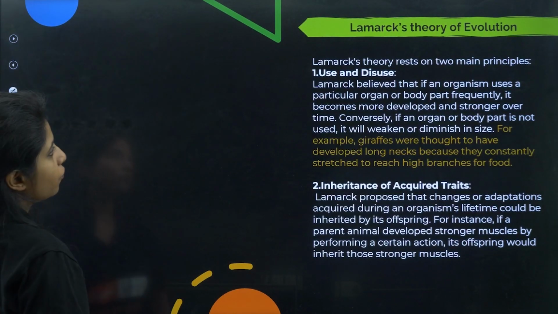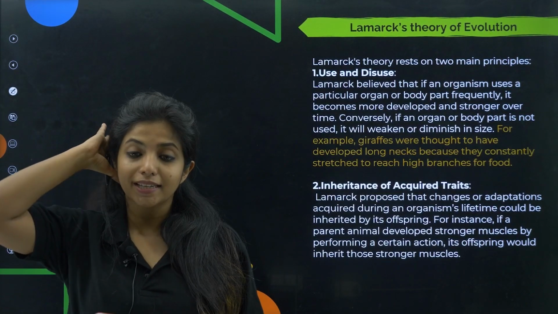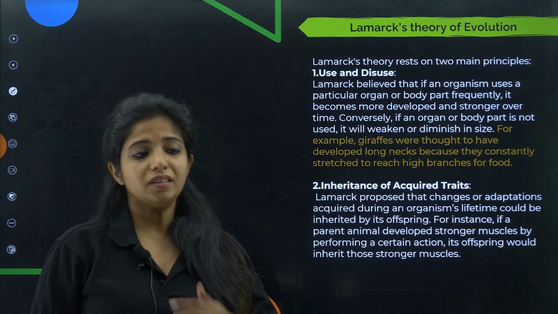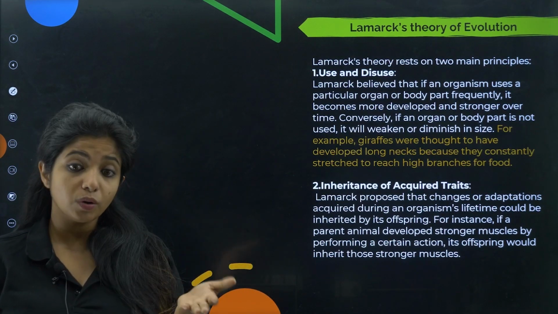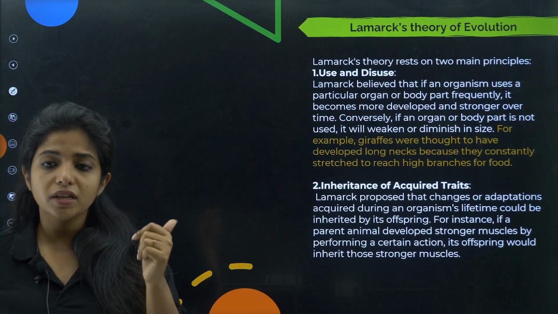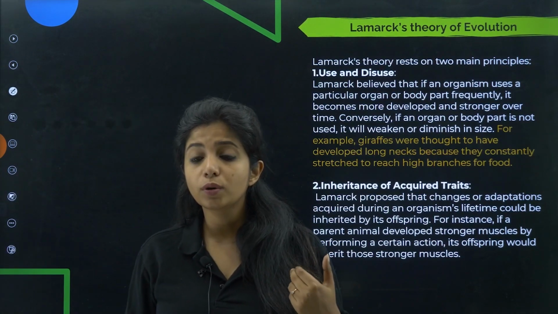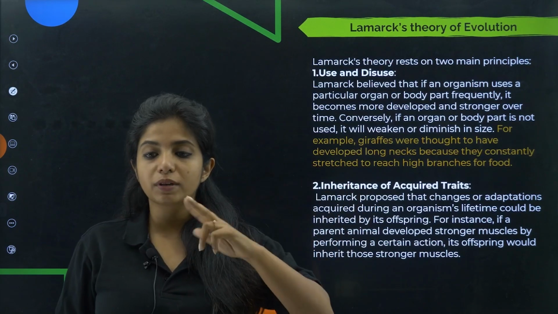Let's start off with today's topic. Today, as I said, we are going to talk about different theories of evolution. Different people came up and said that this is how evolution might have happened, this is how different organisms might have come. The first person who came up with a theory was Lamarck. His theory was based on two things.